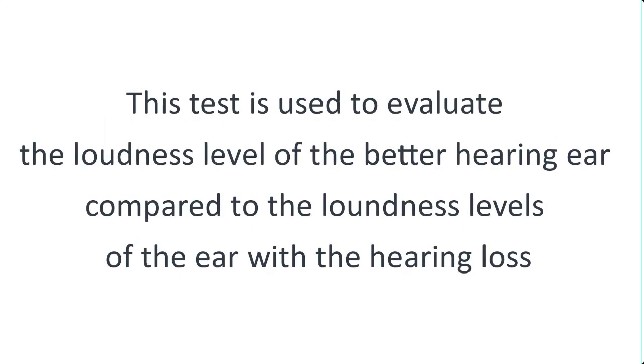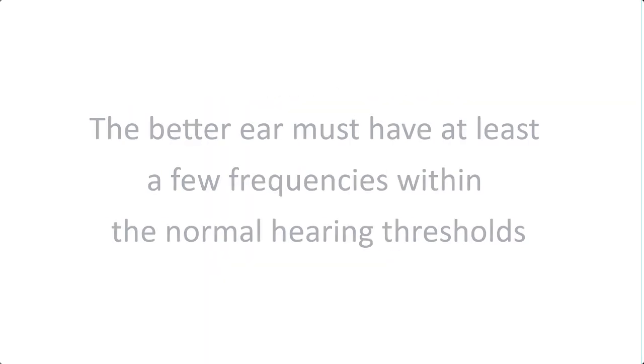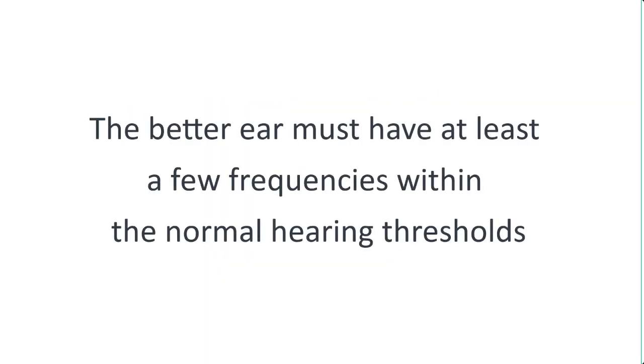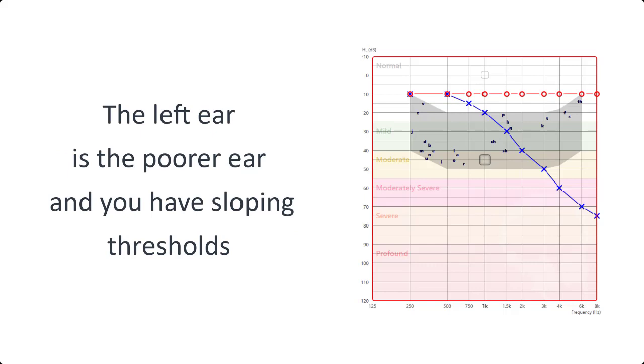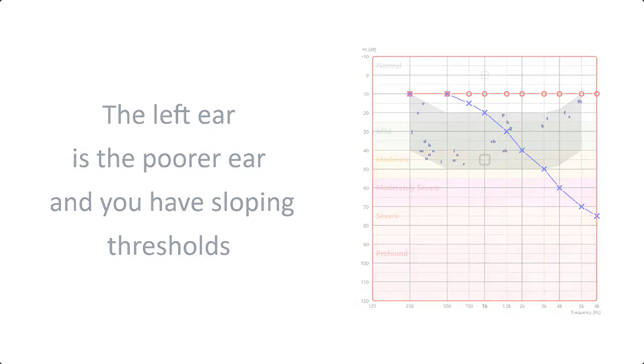This test is used to evaluate the loudness level of the better hearing ear compared to the loudness levels of the ear with the hearing loss. The better ear must have at least a few frequencies within the normal hearing thresholds. So in this example, we have the right ear is the better ear with 10 dB thresholds. The left ear is the poor ear, and you have sloping thresholds.